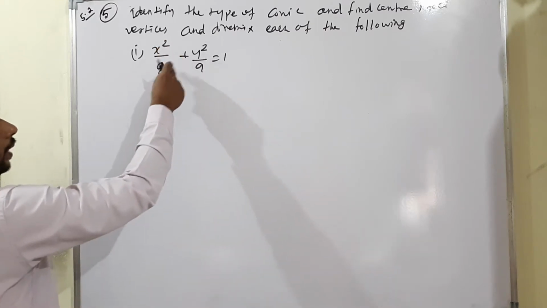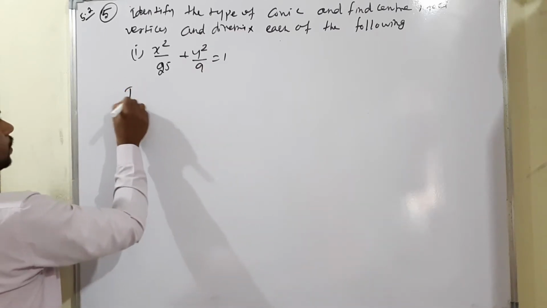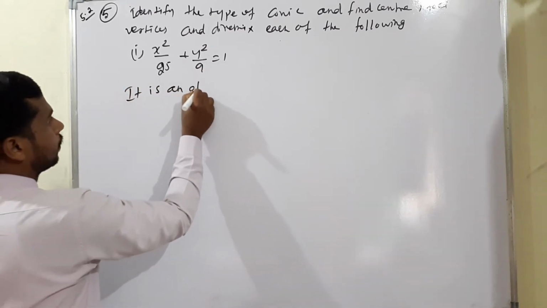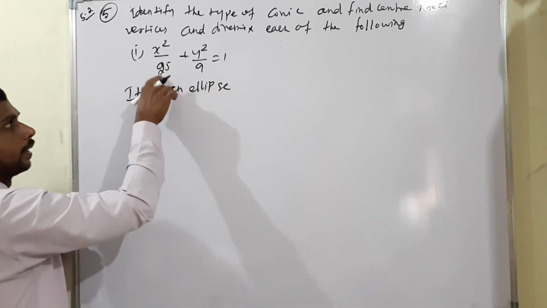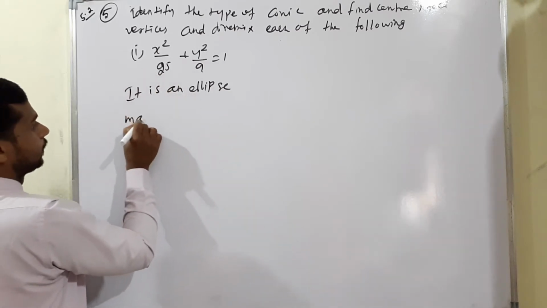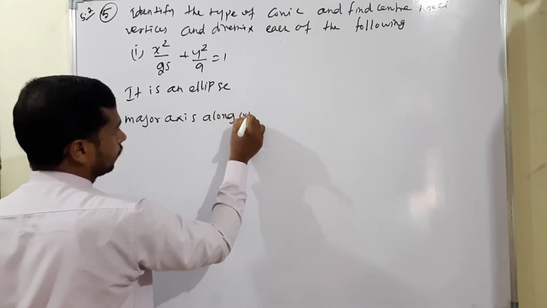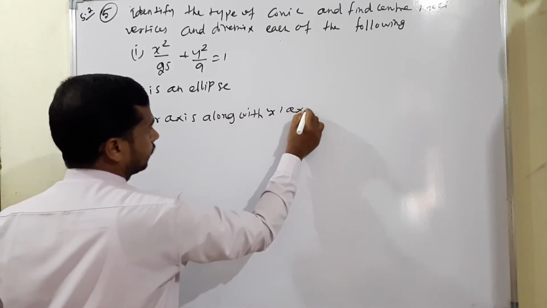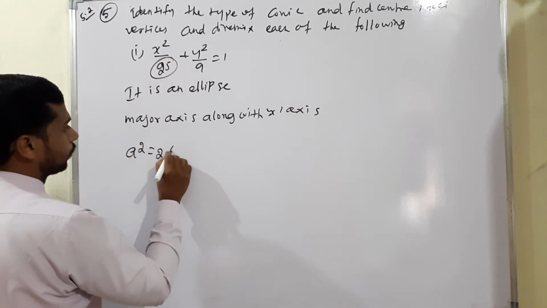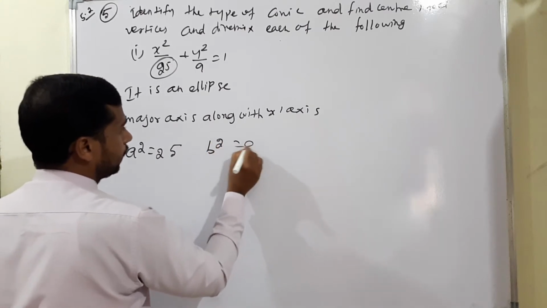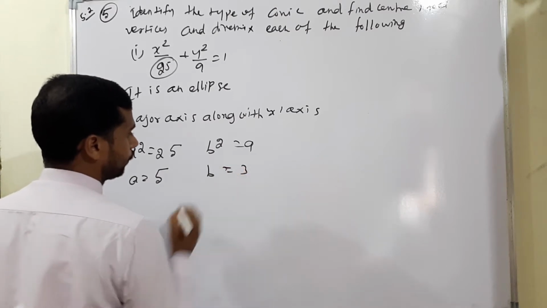We can say x square by a square plus y square by b square is equal to 1, so what is the type? It is an ellipse, isn't it? The major axis is along the x axis because the greater value is under x. So a square is equal to 25, b square is equal to 9, therefore a is equal to 5, therefore b is equal to 3.